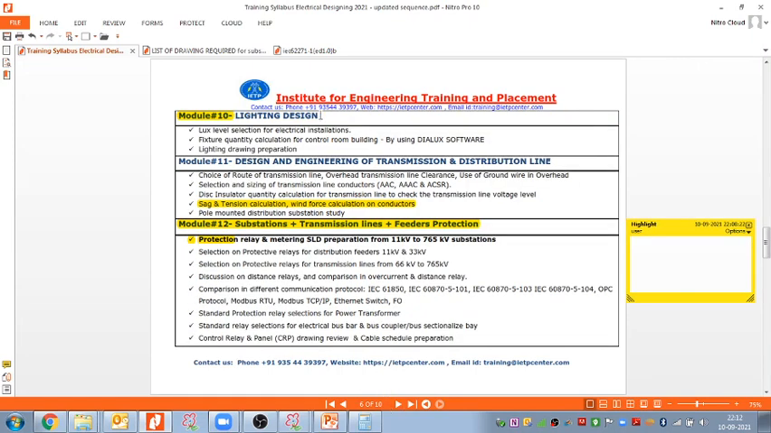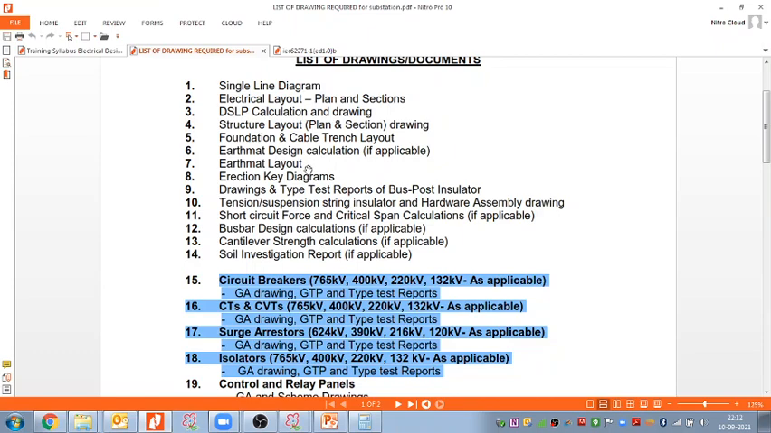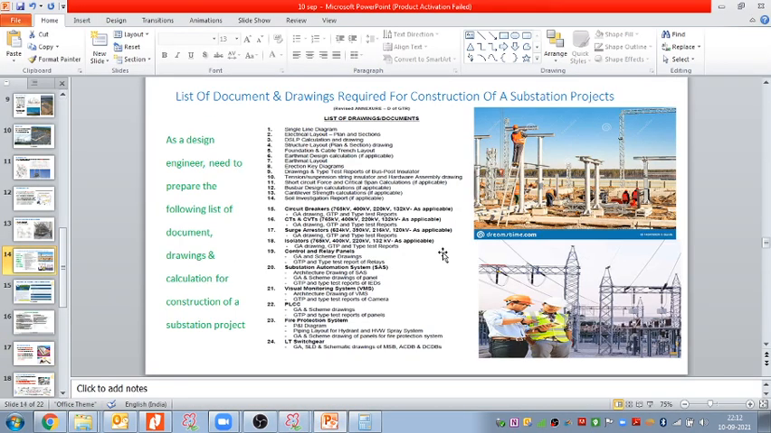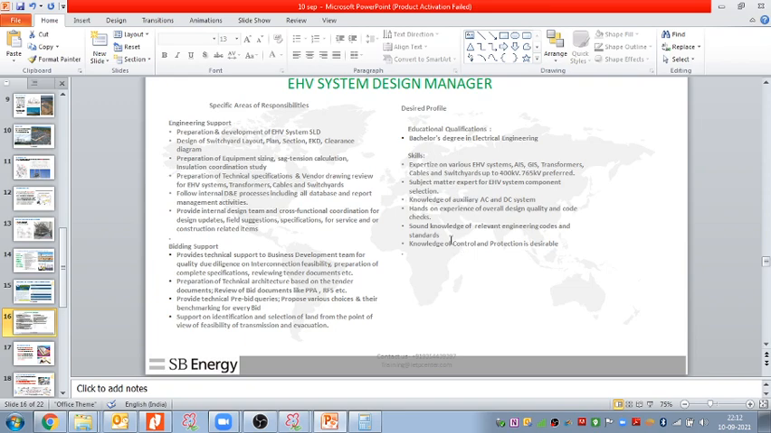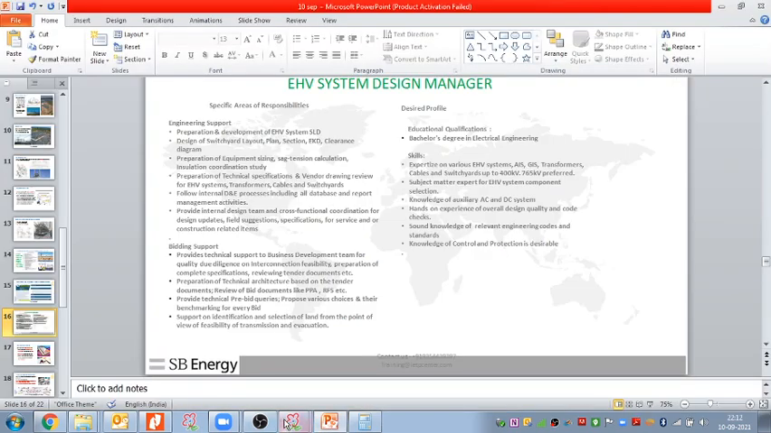Then module 10 is lighting design for the illumination of the system. Then we will discuss transmission and distribution lines. Protection of the substation equipment we will discuss in module number 12. Coming to 13, the battery and battery selection and sizing calculation are also required. The battery charger and battery sizing calculations are also required in the job descriptions, along with knowledge of the auxiliary AC and DC system. DC is achieved by the battery only, so we will also discuss the battery.